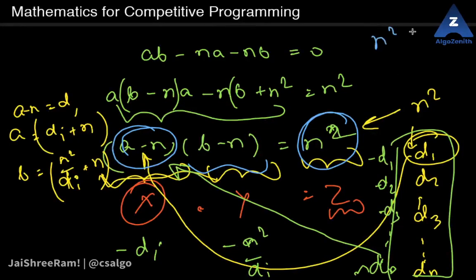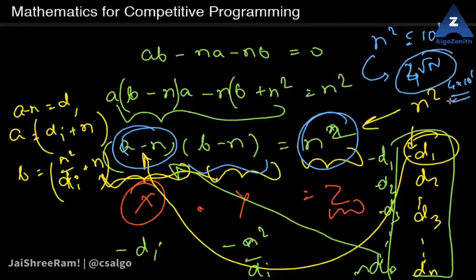So n square is up to 10 to the power 12. We know that the number of divisors of this can be at most 2 into root n, and since we are making it negative as well, we have 4 into root n, but that is still up to around 4 into 10 to the power 6, so we can still find all the solutions if we want to.